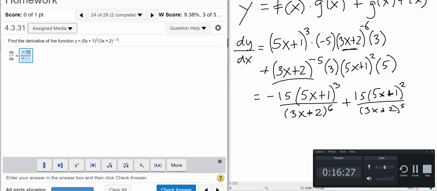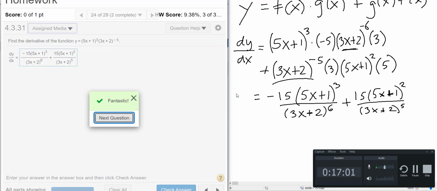So I've got a negative 15 and a (5x plus 1) to the third over (3x plus 2) to the sixth, plus another fraction, 15, (5x plus 1) to the second, and (3x plus 2) to the fifth. Check my answer, and they took it in that form. You can play around with seeing what they will take, and I will take it if my math lab will take it. Again, I warn you, there will come a time when you do have to do some simplifying, but hopefully at those times it won't be quite as complicated as some of these are.